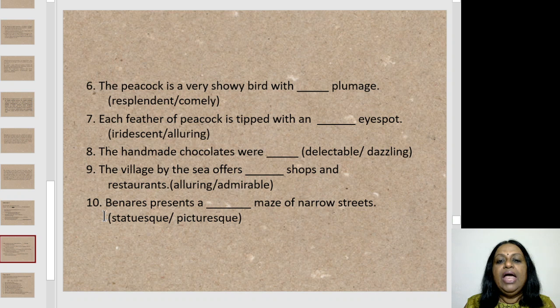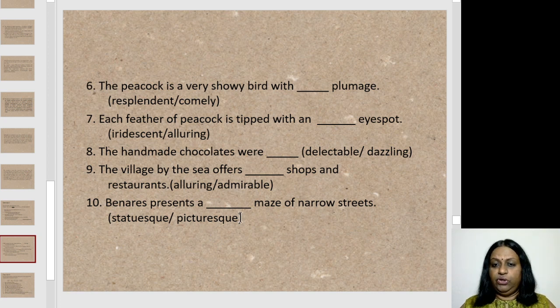The 10th gap fill is Banaras presents a dash maze of narrow streets. Banaras, now we are talking of the city, presents a dash maze. Maze would be a crisscross of narrow streets. So this should conjure up the image of Banaras and its narrow streets. Now you have two words, statuesque and picturesque. Now, which word would you use?